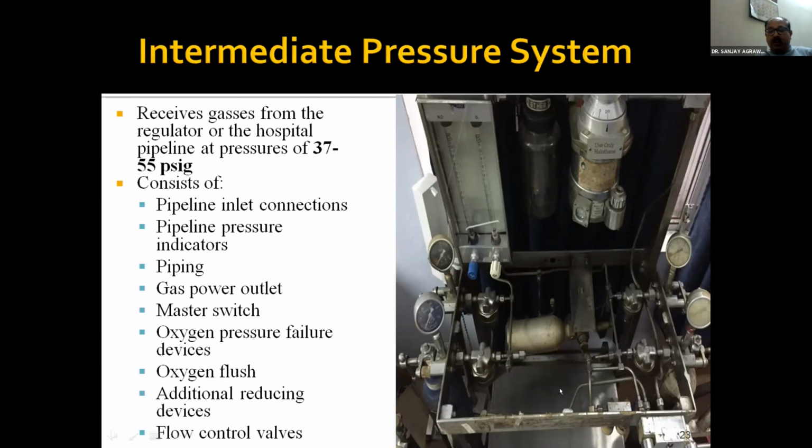The next thing is oxygen pressure failure devices. Oxygen pressure failure devices was something which was present here and which was known as a master-slave mechanism. Third was the oxygen flush, which is here. This is the Ritchie whistle, which tells us that the oxygen pressure is failing. And then these are the flow control valves.